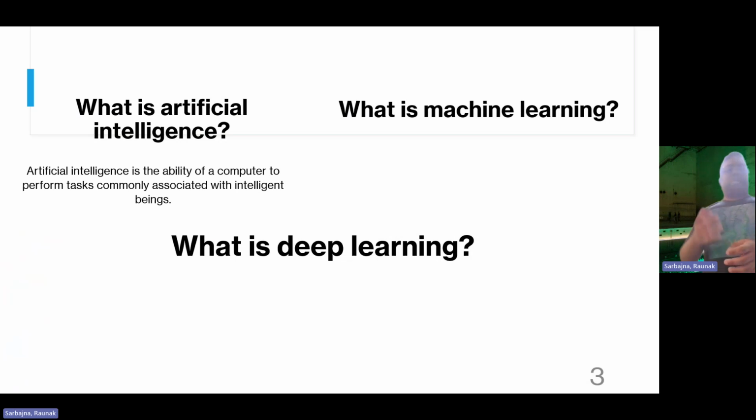So artificial intelligence is essentially the ability of a computer to perform tasks commonly associated with human beings. No matter what GPT or Bard or anyone tells you, AI is an eventual goal: that a computer would be able to solve essentially the Turing test completely.